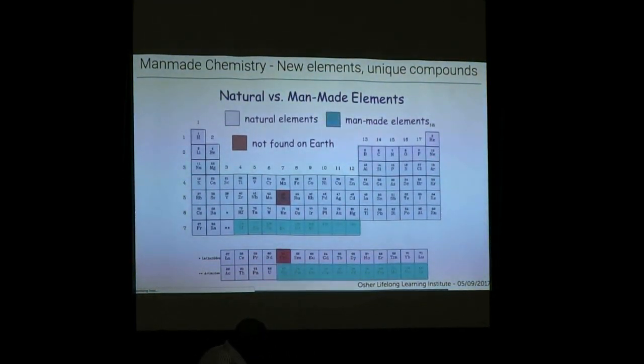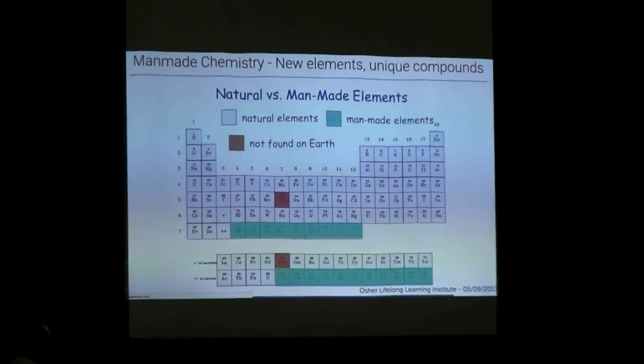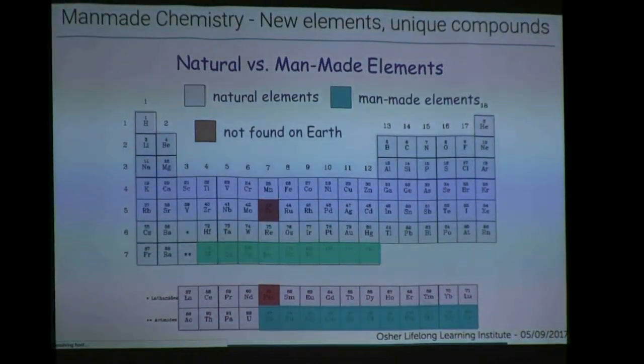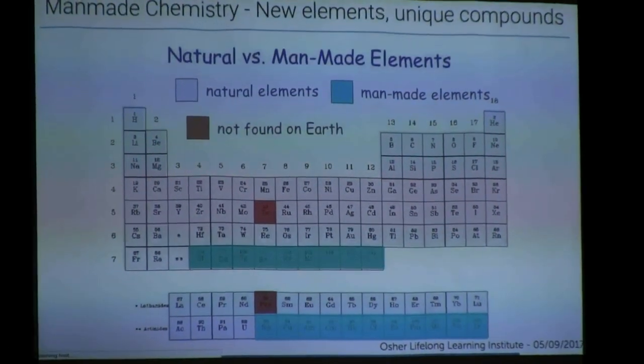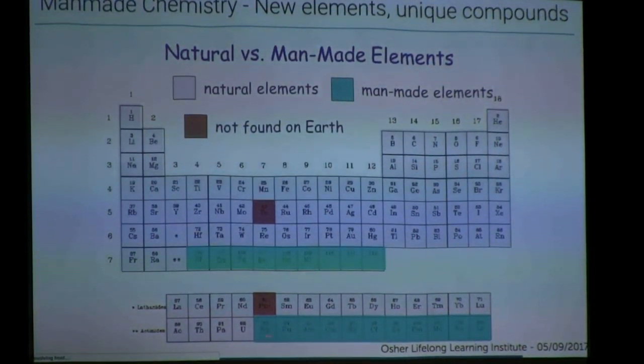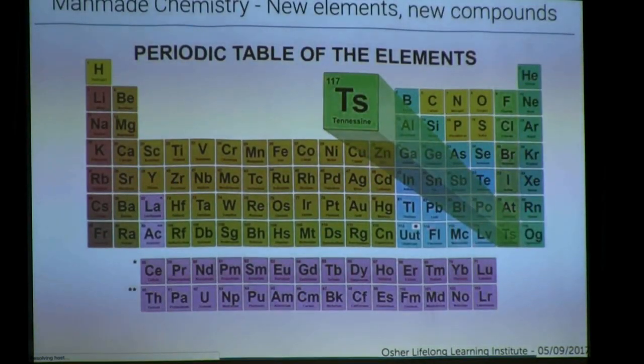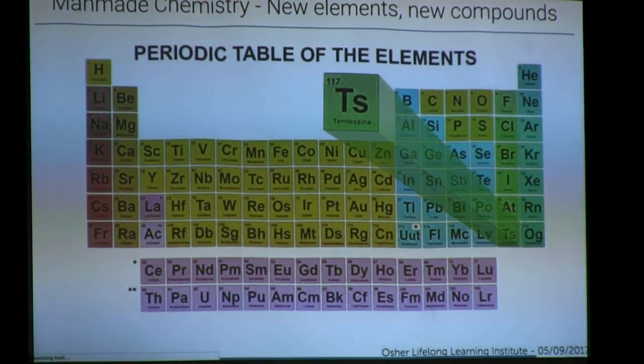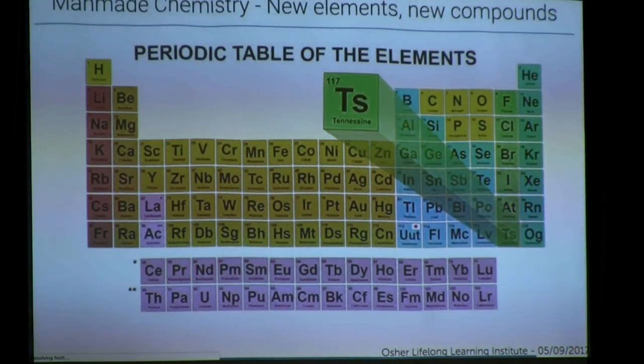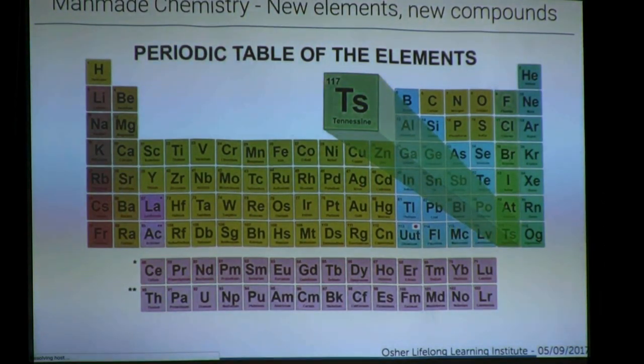So finally, we have man-made chemistry. Like I said, most of the elements are natural, but some of them aren't. We've come a long way in producing those: plutonium, lawrencium, and a number of others. And even more recently, we filled out the non-metals in Tennessee. That's a recent discovery done down at Oak Ridge.